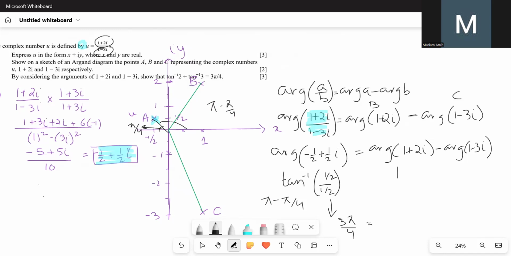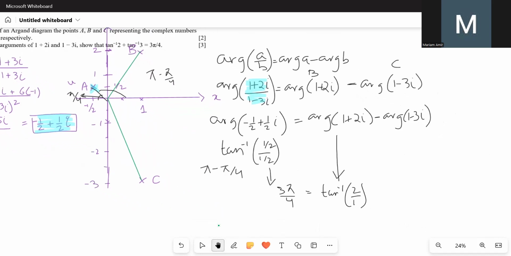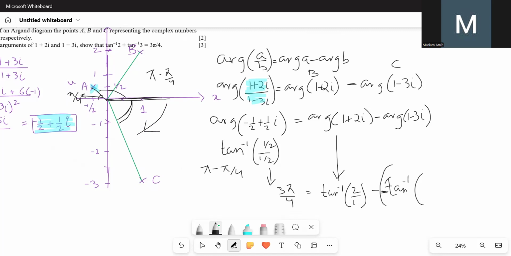Equal to, argument of this is going to be tan inverse y over x, which is 2 over 1. And for this one, it's going to be minus tan inverse. The argument is going to be a negative angle. So I'm going to write a minus again here because it's going to be a negative angle, because it's in this direction, and we're going to write y over x again, so 3 over 1.